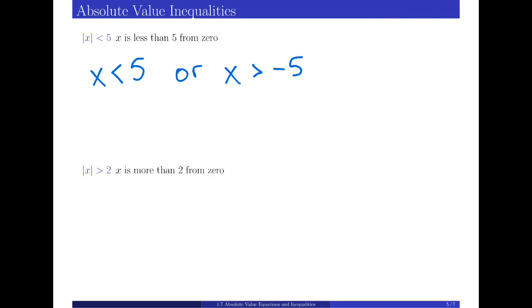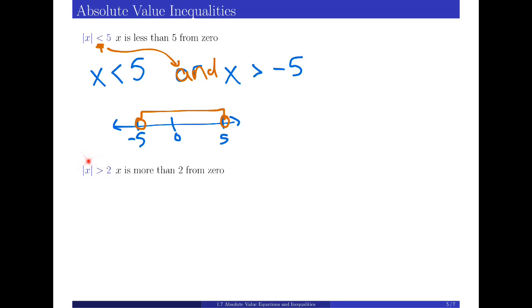And I think this actually ends up being an and, because if we plot those, here's 0, negative 5, and 5. If the distance is going to be less than 5, then it needs to be between negative 5 and 5. So we should actually say that this is an and. So if the absolute value is less than something, you're going to end up with an and.